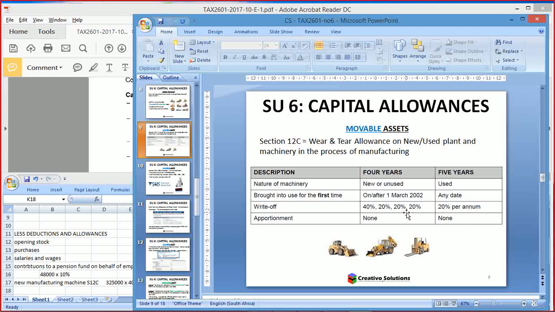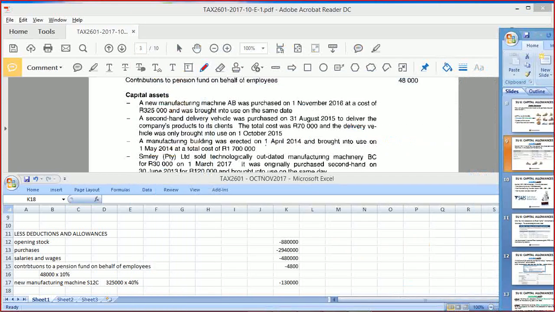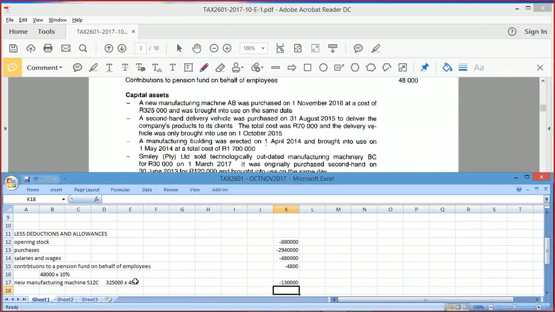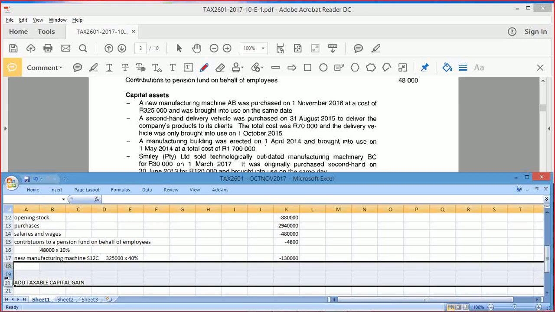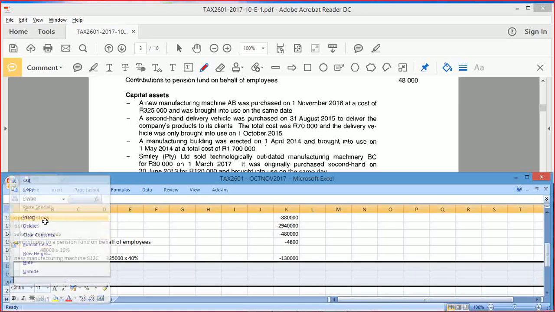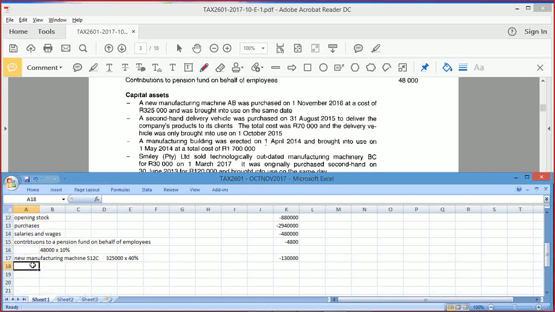Okay, so what are we going to do? We're going to then apply this to that movable asset. Yes, sir. So it's important to highlight these things as you go. So can I just ask another question? At first, it says here on page 34 of book 2, right? So it says here, non-manufacturing movable assets, right?